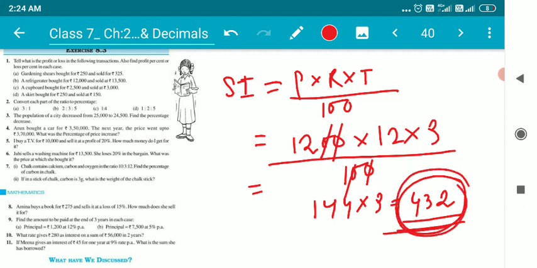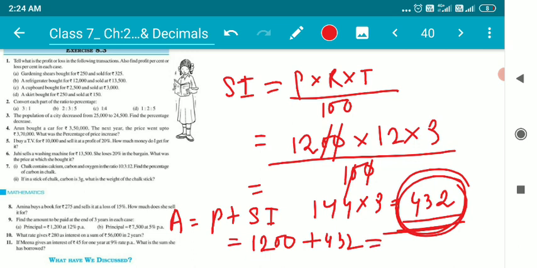So my final amount to be paid is: amount is equal to principal plus SI. The principal was 1200 and simple interest is 432. Added together, it's 1632 rupees to be paid after 3 years if the loan is of rupees 1200 at the rate of interest 12% per year or per annum. So children, this is how we need to calculate simple interest. It was a brief explanation of simple interest.